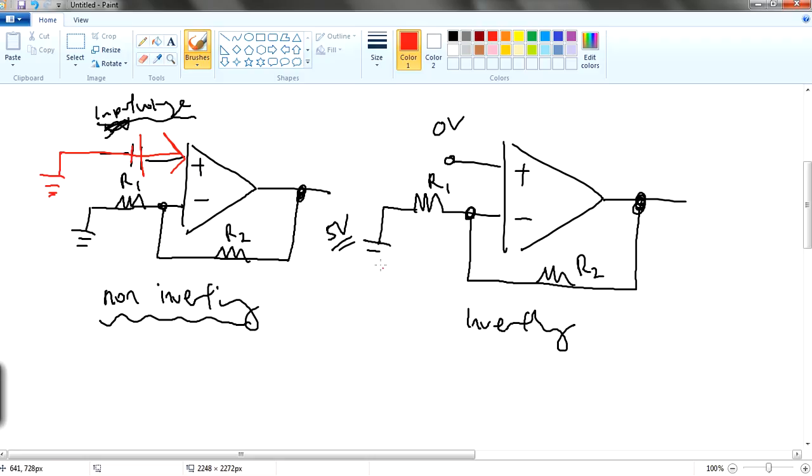Okay. So similarly, if you have a 5 volt over here and then you have a certain grounding again, this is actually no problem also. So this is still inverting. Okay, so these are the things that you may need to take note of.